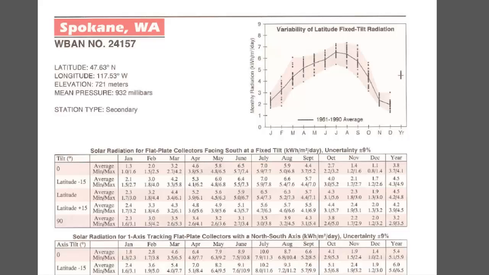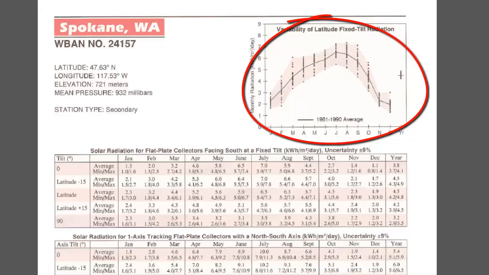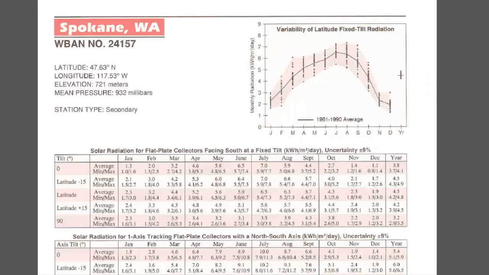In addition to familiarizing you with these data sheets, I'm hoping this exercise illustrates the cyclical nature of the sun. It's immediately recognizable and understandable. Tabular numerical data is represented graphically in the upper right-hand corner. Now let's approach this data sheet from a different direction. Let's attempt an array sizing exercise using the same location.